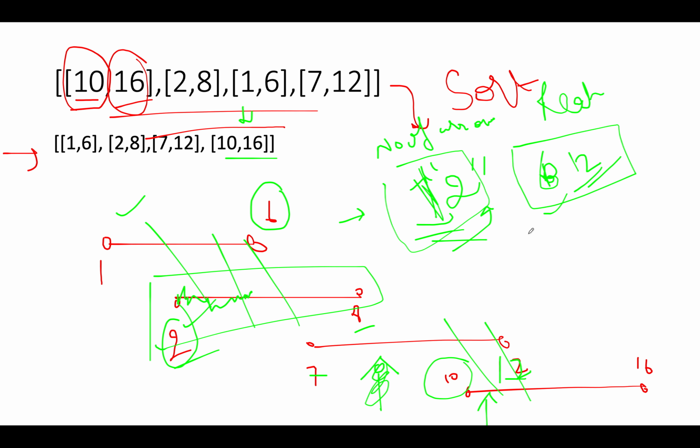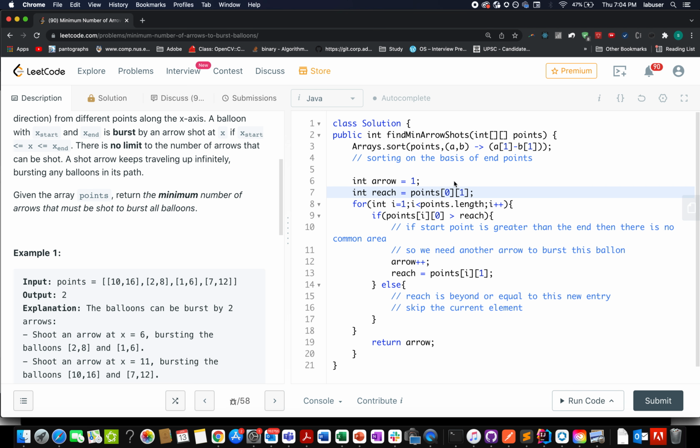Now let's look at the coding section where we'll conclude the approach. The first and foremost thing that I've done here is to sort the elements on the basis of x end coordinate, as I talked about in the presentation. I have created a variable arrow that will signify the minimum number of arrows needed to burst all the balloons. I have created a variable reach that points to the first balloon's x end coordinate.